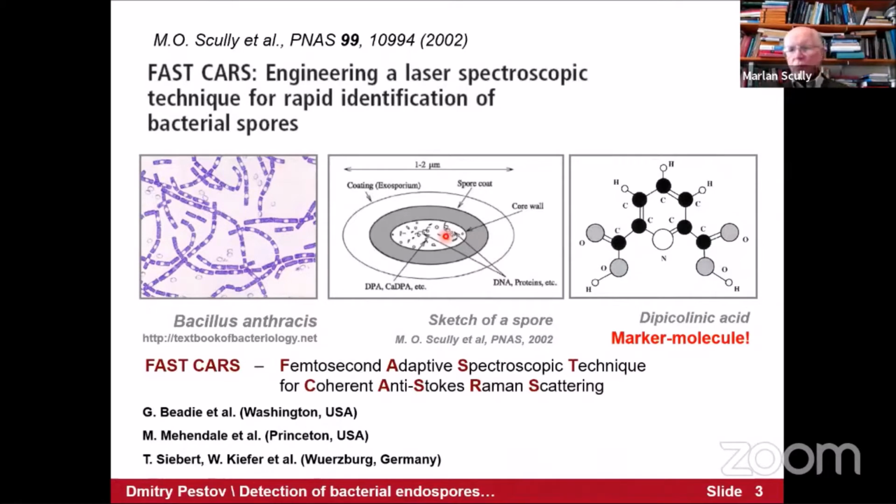Now, this marker molecule was investigated from a Raman point of view by Tom Spiro, one of my colleagues at Princeton. And Tom, back in the 70s, was able to spot anthrax by looking with ordinary Raman techniques. But unfortunately, it takes about 5 minutes. Well, it takes some minutes for a signal to build up.